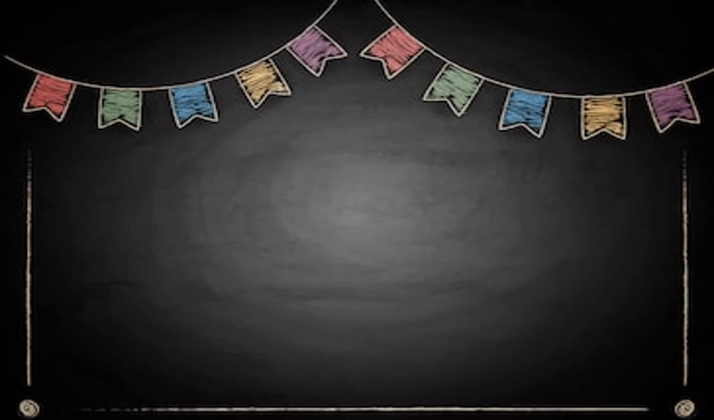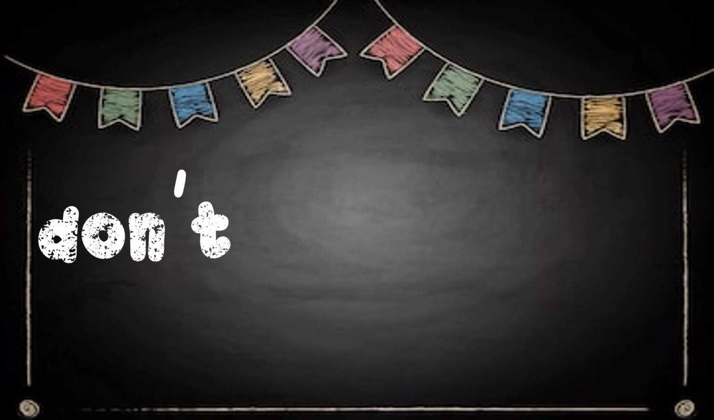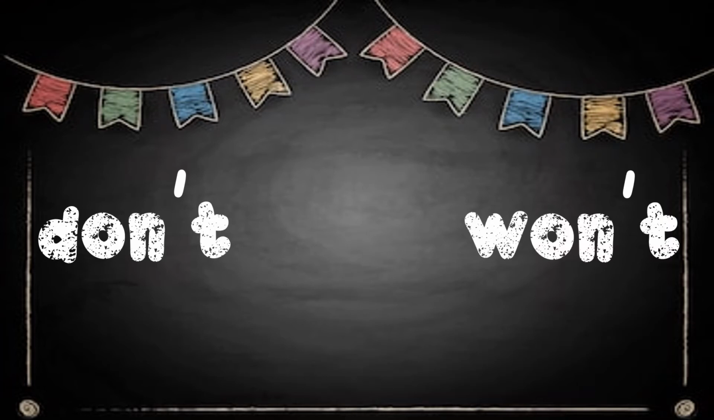Two contractions don't follow the normal ways the words are shortened, and they are both going to be new sight words for us. We have the word don't. Don't go outside in the rain. And we have the word won't. Won't you play with me at lunch?